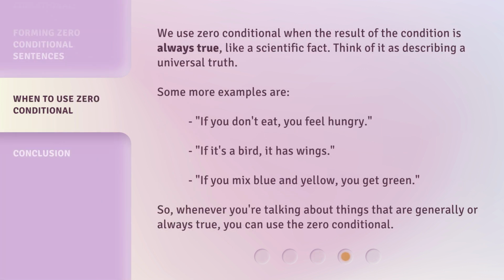We use zero conditional when the result of the condition is always true, like a scientific fact. Think of it as describing a universal truth. Some more examples are, if you don't eat, you feel hungry. If it's a bird, it has wings. If you mix blue and yellow, you get green. So, whenever you're talking about things that are generally or always true, you can use the zero conditional.